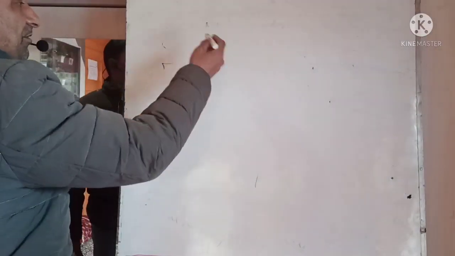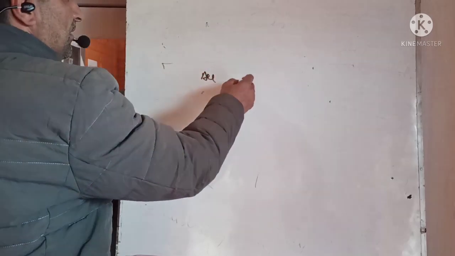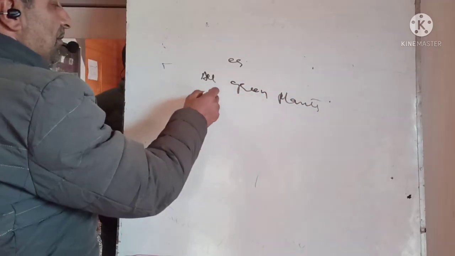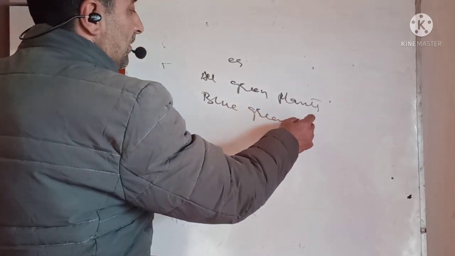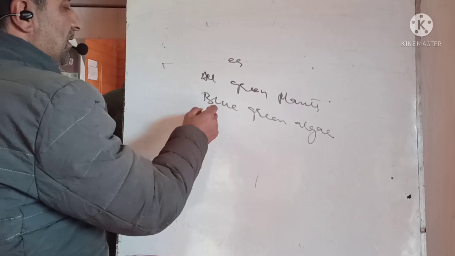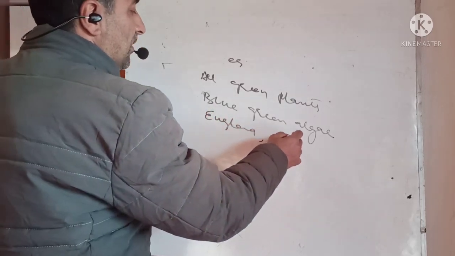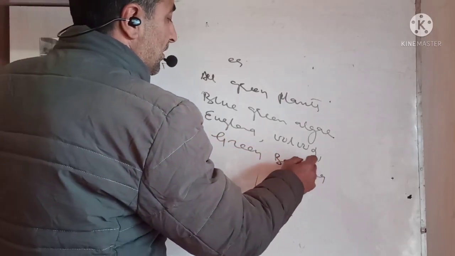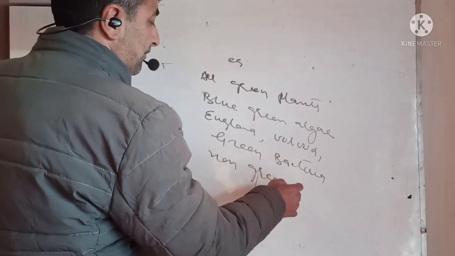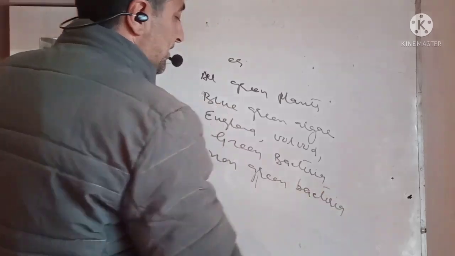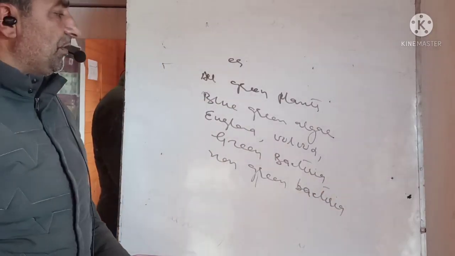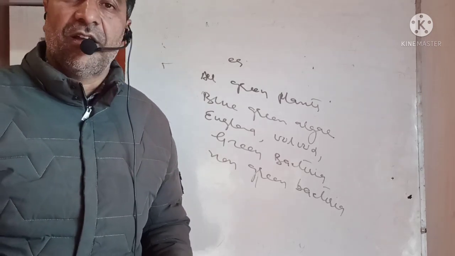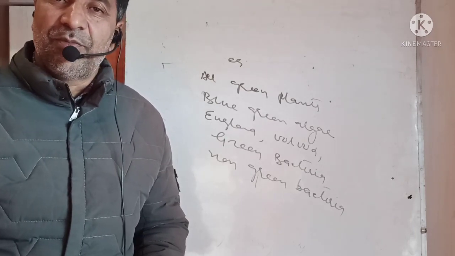Shabash. Now the autotrophs include all green plants, for example, blue green algae, Euglena, Volvox, green bacteria, and non-green bacteria. All these are autotrophs. They prepare their own food themselves.